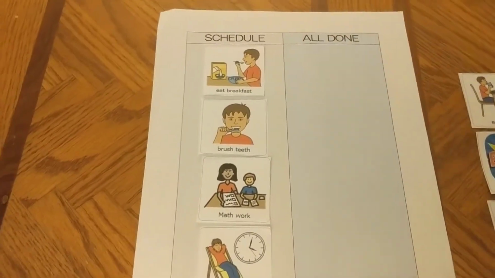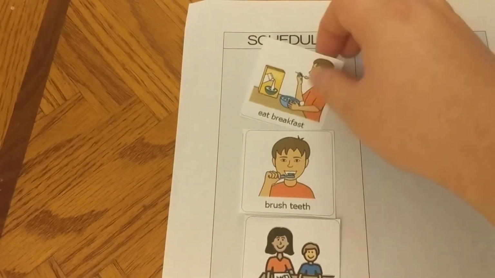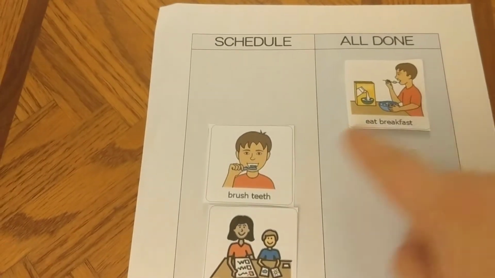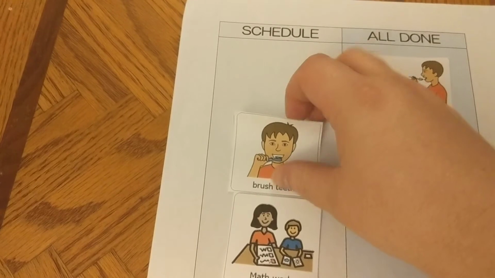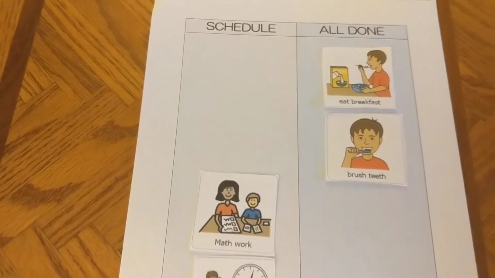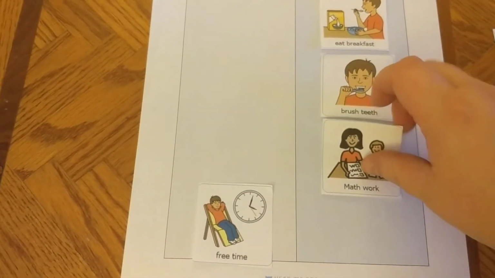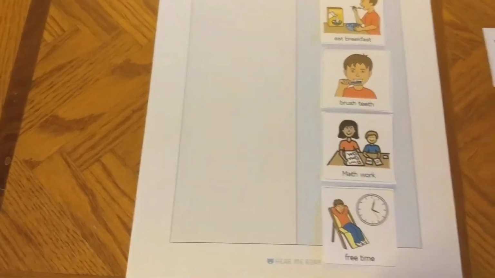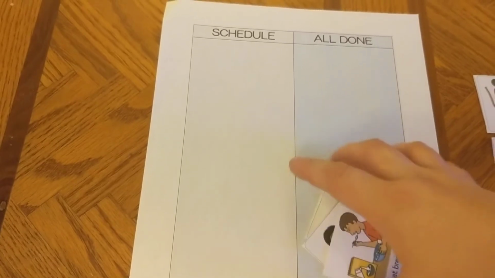With the schedule, again, you're going to want to use the pieces of Velcro on the back, and as soon as the activity is done, you're going to move it over to all done. Once breakfast is done, then we know next is brush teeth. As soon as brush teeth is done, we're going to peel it off and move it over to the all done side. Math work, once finished, move it over. And free time, move it over. Once the four things are done, you can remove these for the day.